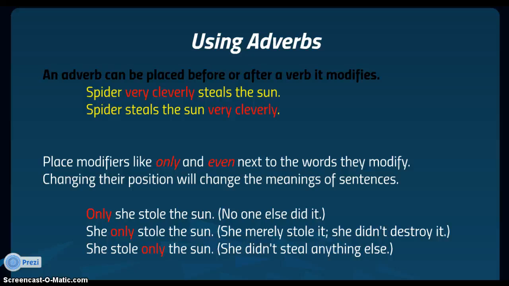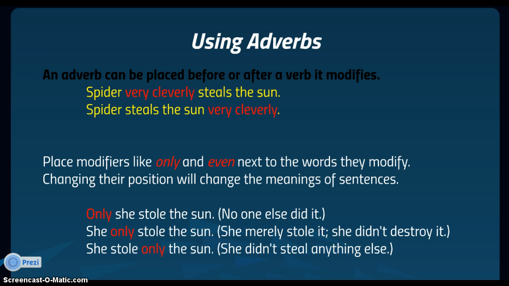Now, look at the adverb, I'm sorry, very. It's modifying another adverb, cleverly, and it's making it more intense. It's not just clever, it's very clever. So when you have an adverb like very, or so, or much, or most, it's going to add intensity to probably another adverb. Now, when you're using modifiers like only and even, you need to place those right next to the words that they're modifying, because if you change the position, it's going to change the meaning of your sentence.